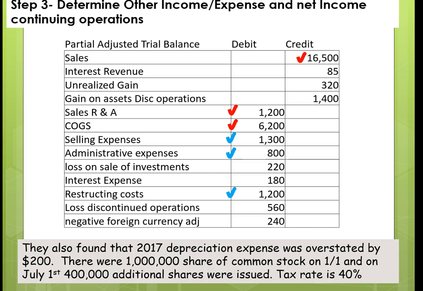Now we're going to determine other income, expense, and net income from continuing operations. That would include our interest revenue, our loss on sale of investments, and our interest expense. And that would be it. Now remember, unrealized gain is going to be part of other comprehensive income, so it's not included. All right, so now we're going to prepare that section of the income statement.